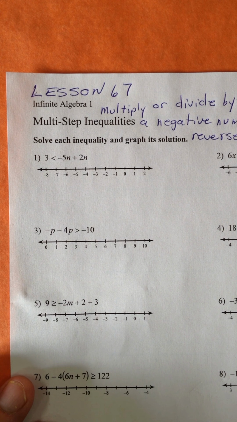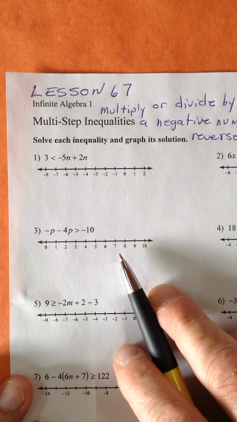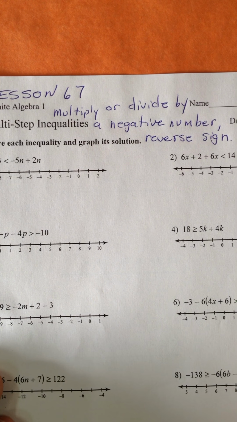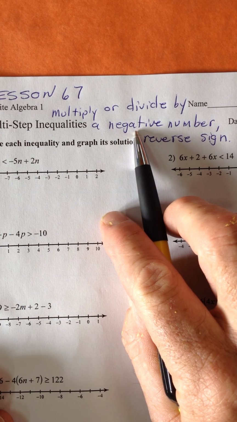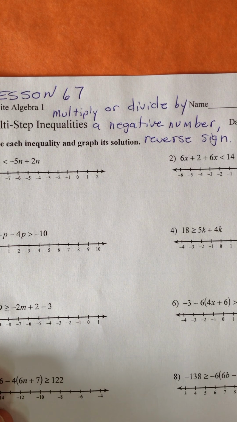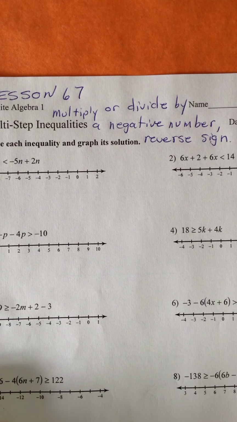Okay, this is lesson 67. If you don't know how to do the graphing on a number line or don't know what the symbols are, you need to take a look at lesson 66. Just as a reminder, when you're doing these problems, if you're multiplying or dividing by a negative number, you need to reverse the sign. These are multi-step problems, so there's going to be, of course, more than one step when you're solving or trying to find that missing number.